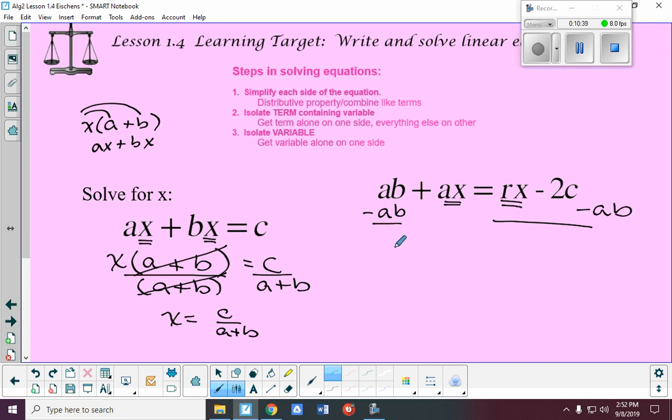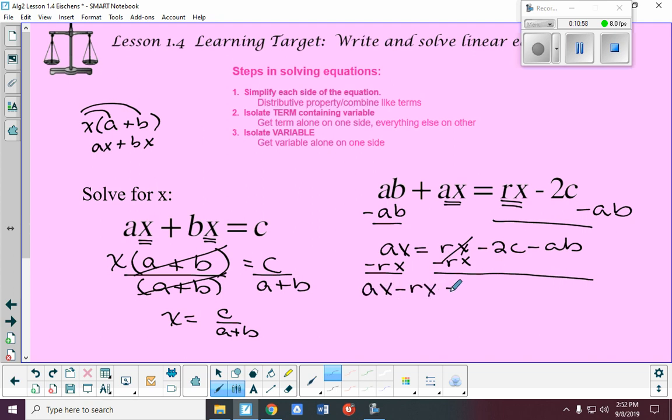So we have ax equals rx minus 2c minus ab. And now we need to bring rx to the other side. Those aren't like terms, so we just have to write them down. Ax minus rx equals minus 2c minus ab. So all that I really did in those two steps there is I got both x terms on the left side and everything else on the other.